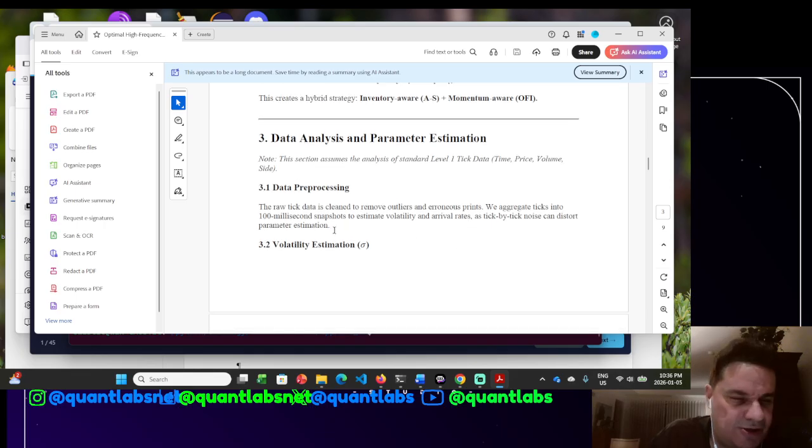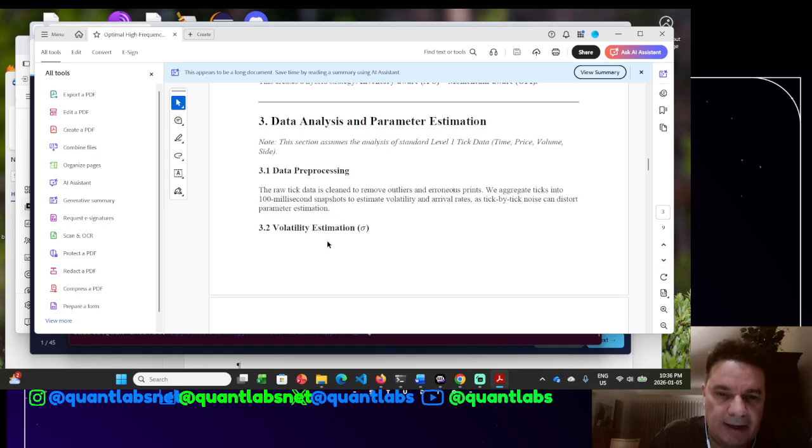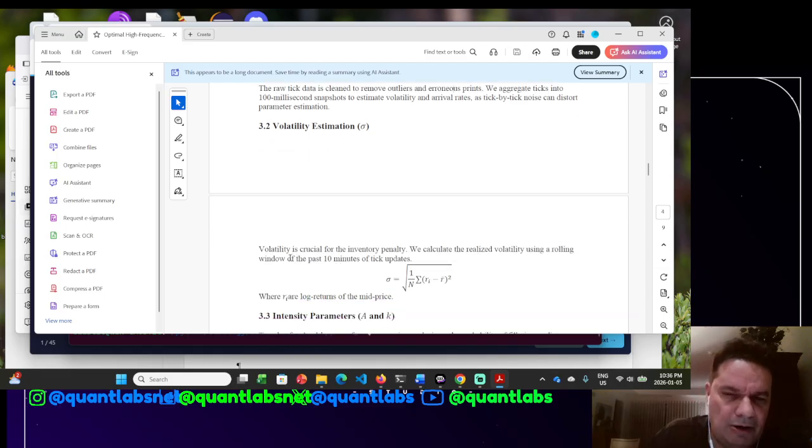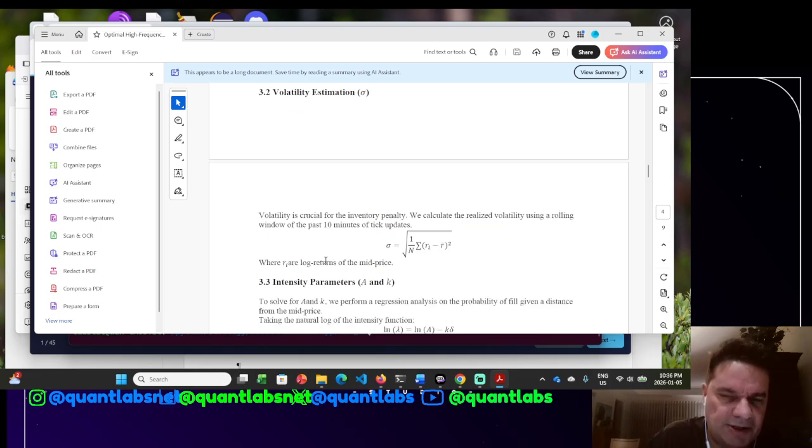Aggregate the ticks into 100 millisecond snapshots. Estimate the volatility and arrival rate, since tick-by-tick noise can distort the estimation. So we have ways to filter all that out or smooth it over, call it what you want. Volatility is crucial for the inventory penalty. Calculate the realized volatility using a rolling window of the past 10 minutes. You'll clearly see that in the HTML presentation, the slide deck there.